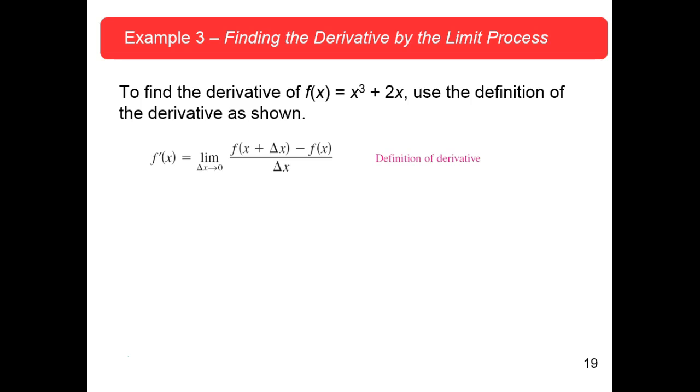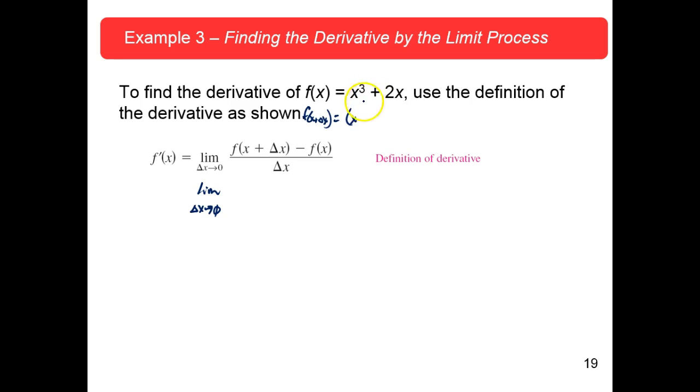All right, so let's do example 3. To find the derivative of f of x equal x cubed plus 2x, use that definition they've given right here to do it. So that would be the limit as delta x approaches 0 of, now what is f of x plus delta x? You tell me. F of x plus delta x, if that's what f of x is. I wrote it there so you can plug it in. And what does that give you?